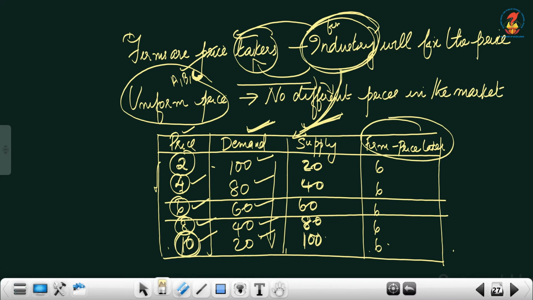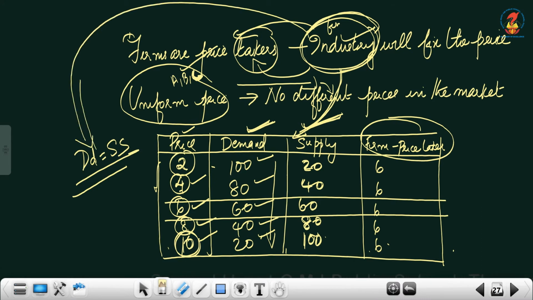Now I told you, where does industry fix the price? At a point where demand is equal to supply. So industry will fix the price at a point where demand is equal to supply. Market demand is equal to market supply. See, at a price of rupees 6, market demand is equal to supply. See, demand is equal to supply here.